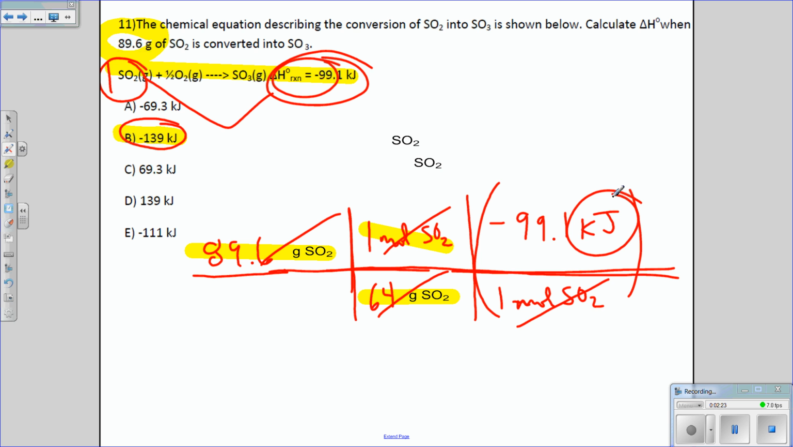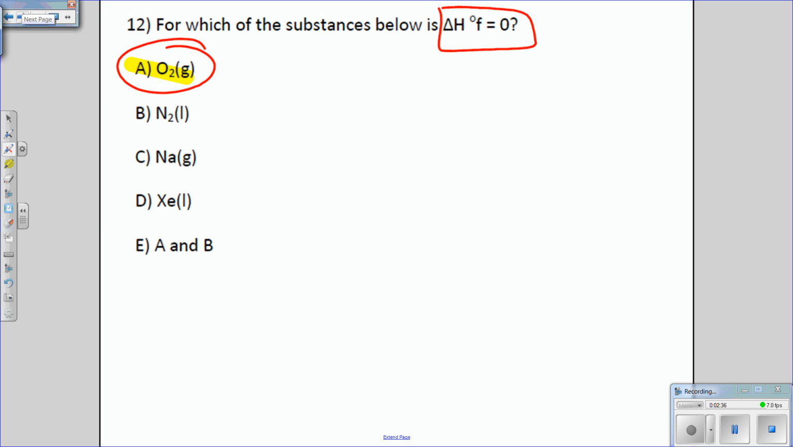So when it asks you how much heat is released, remember released means a negative sign. Absorbed would be positive, but in this case they included the negative sign on the answer choices. Heat is a conversion factor. You'll definitely have to be able to do that on the exam.